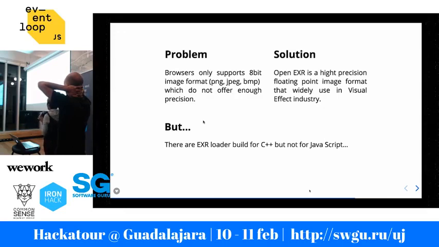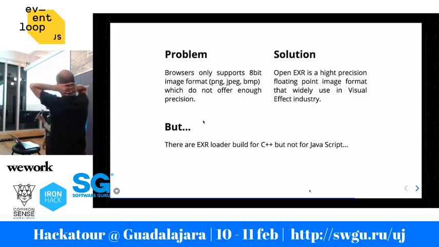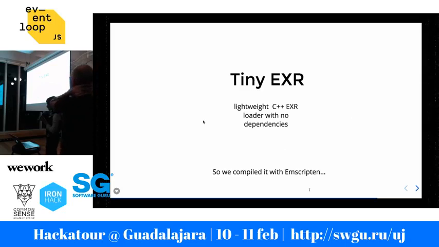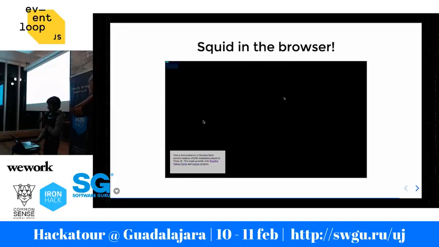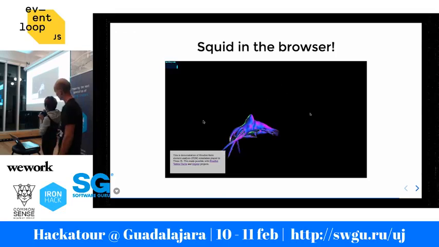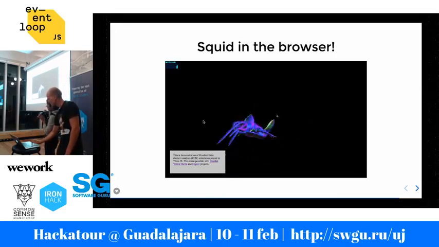But the problem is that EXR loaders have only been built in C++, but that's when Emscripten comes in handy. So we found a library on GitHub called TinyEXR, which is basically a lightweight C++ EXR loader. We compiled this with Emscripten so that we can use it in JavaScript and basically show the exact same squid that you saw in Houdini, but this is running in the browser. And this is interactive.